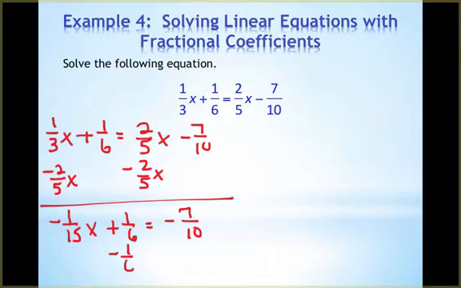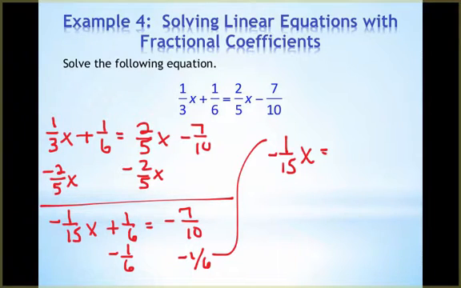Then we'll subtract 1/6. And that's going to give me negative 1/15 x equals, and if we do negative 7/10 plus negative 1/6, we get negative 13/15. Then we'll multiply by the reciprocal, which would be negative 15/1.